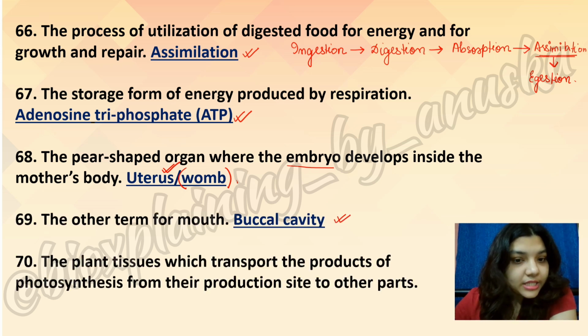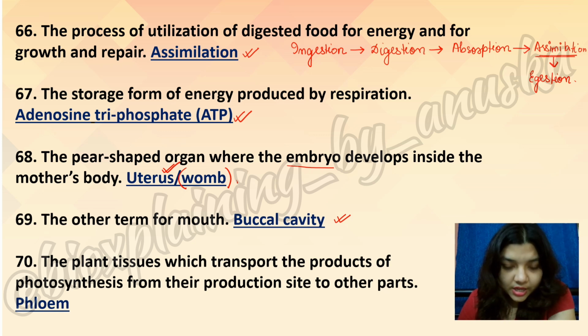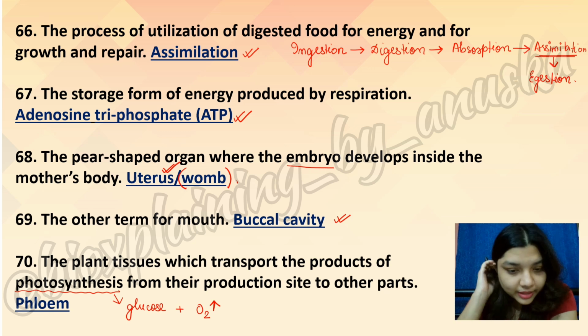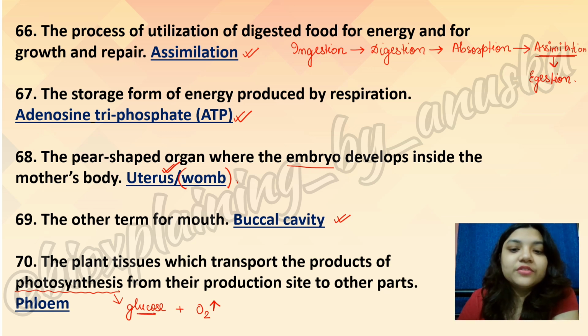Then the plant tissues which transport the products of photosynthesis from their production site to others. So that is phloem. Photosynthesis will produce, what is the main product of photosynthesis? That is, the plant will prepare its own food. Glucose is produced and along with that oxygen is produced. So oxygen will be sent out of the plant body mainly through the stomata, and the glucose is transported to different parts of the plant via the phloem.